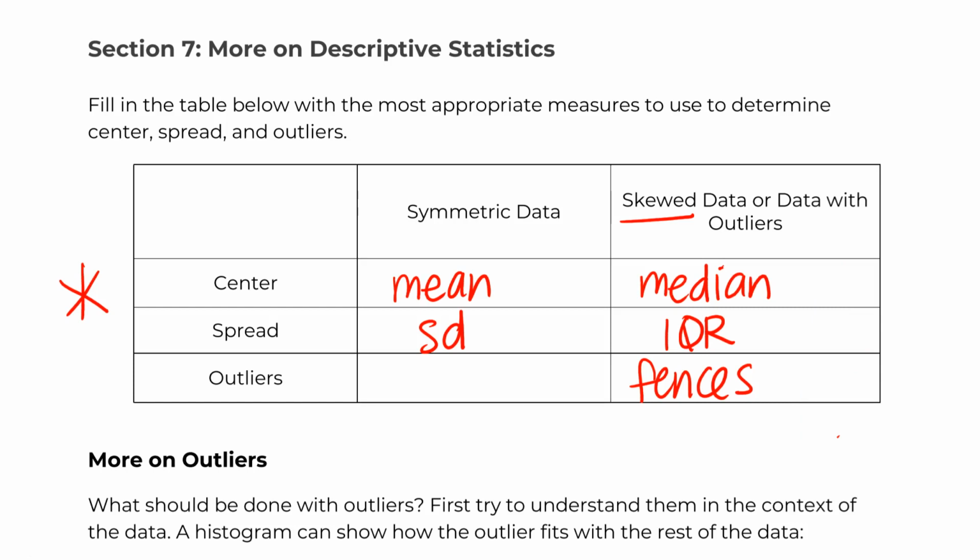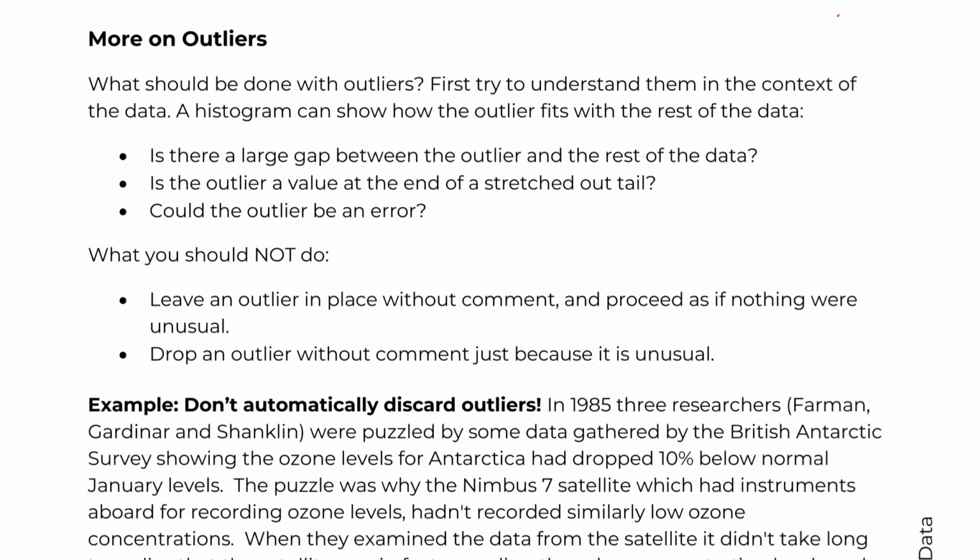Whereas for symmetric data, our best bet in terms of checking for outliers is using those z-scores, which use the mean and standard deviation to see how far an observation is from the mean. So just adding one more piece to that table we've been playing with. We have two more little examples here.